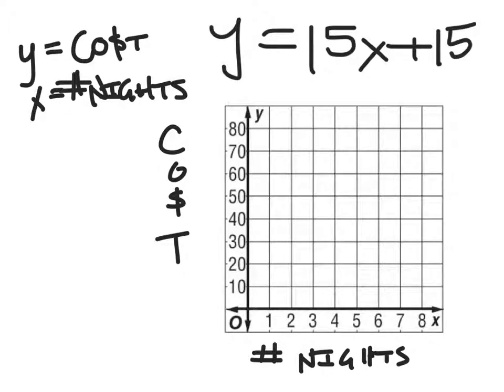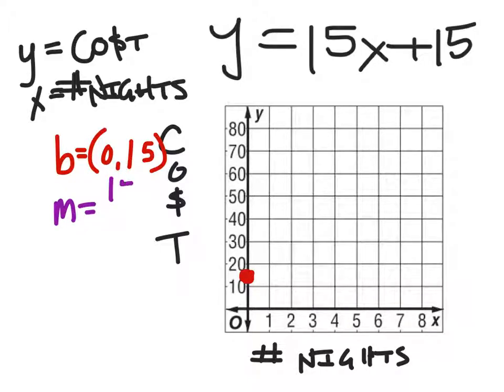So, based on the equation, what is the y-intercept? 0, 15, right? So let's graph that point right about here. And then what is the slope? Well, that's the coefficient of x, which is this 15. I'm going to make that 15 over 1 so we can see the slope.